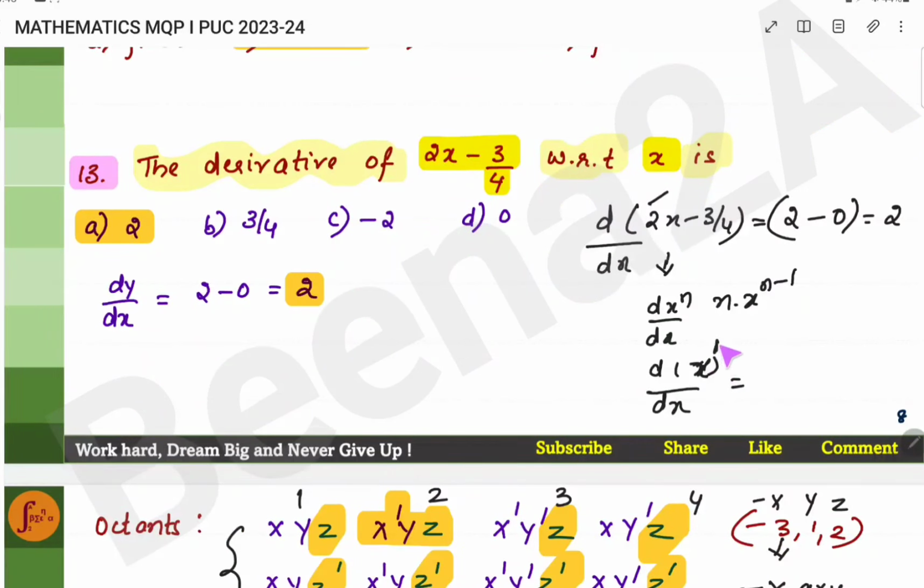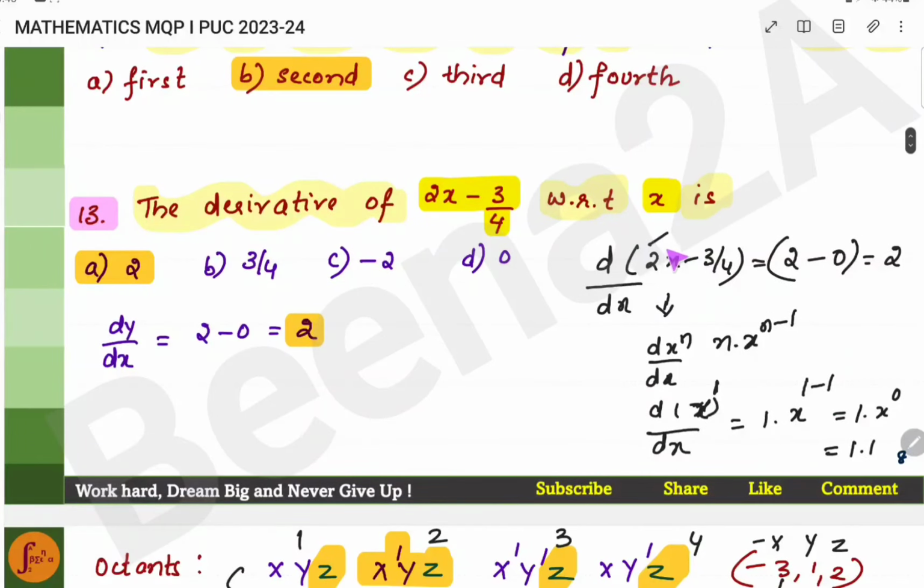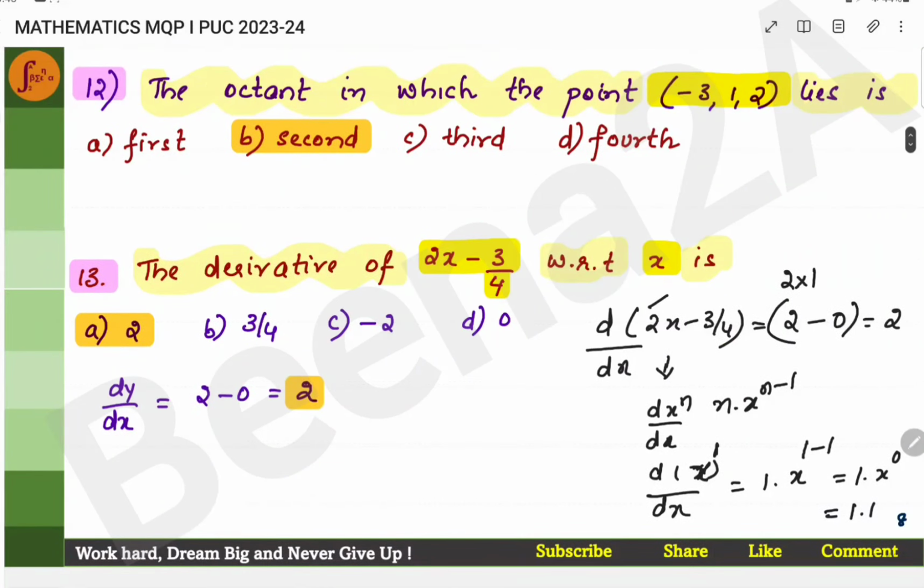The derivative of x is, n is the power. There is no power here, so I assume it's 1. So 1 times x to the power 1 minus 1. 1 minus 1 is 0, right? And anything to the power 0 is 1. So 1 times 1. The derivative of x is 1, and then you already have 2 here, so it becomes 2 times 1, which is 2, minus the derivative of a constant, which is 0. So the right answer is option A, which is 2.